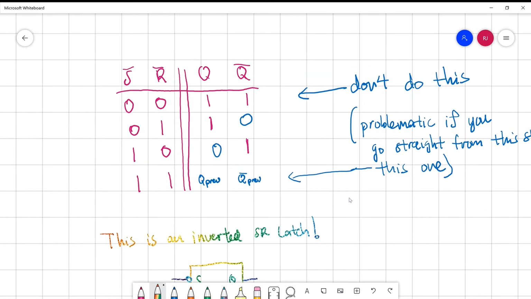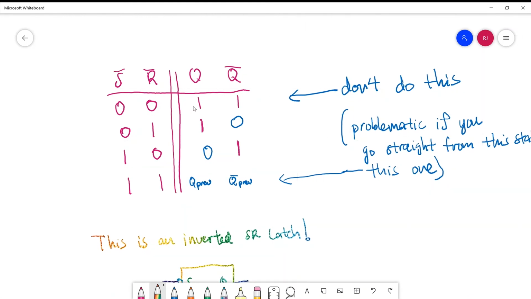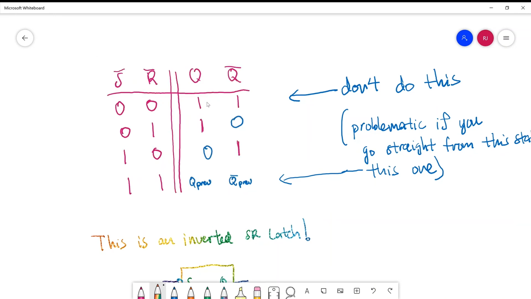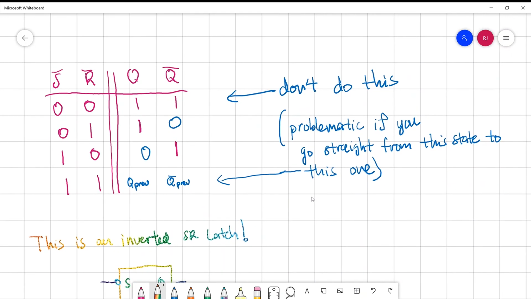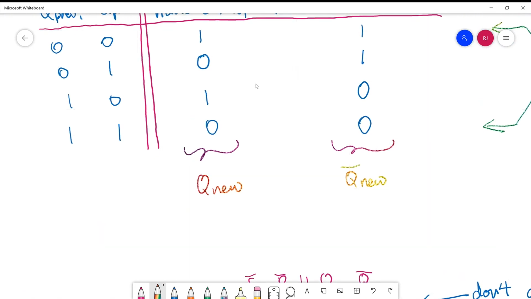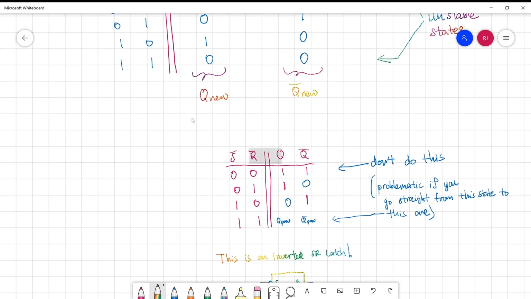Before we finish up here, the thing to take away is you don't want to be in this first state, because we said earlier that we want to make sure that Q and Q bar are complementary to each other. We don't want them to be either both 0 or both 1, and in this first row, Q and Q bar are both 1. Specifically, the reason is that it's problematic if you go directly from this first row to this final row. If you make that transition, you're going to get an unstable circuit that's going to keep bouncing between two different sets of values.